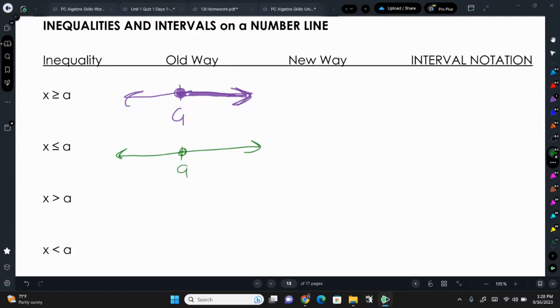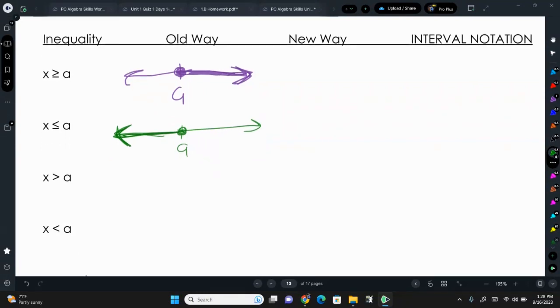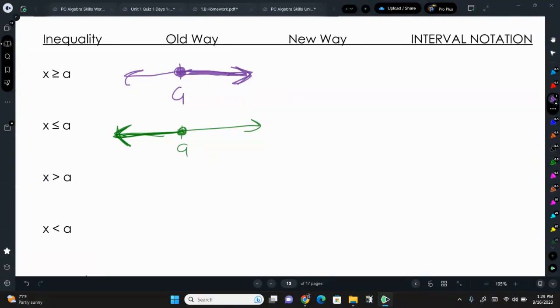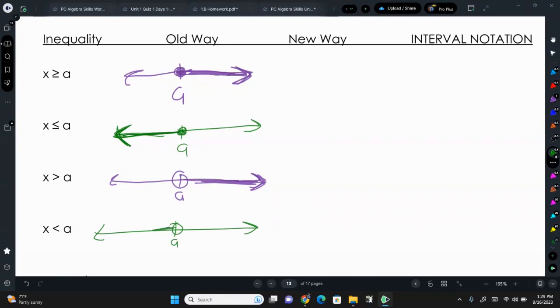So then x is less than or equal to a, again a closed circle, and going back this way. We'll talk about the new way in interval notation after we go through all of these. X is greater than a. Well, the only difference between that and the purple one is the equal part underneath. So this is going to look just like the first one, but instead of a closed circle at a, it's going to be an open circle and everything greater than that. And then similarly, open circle and going this way.